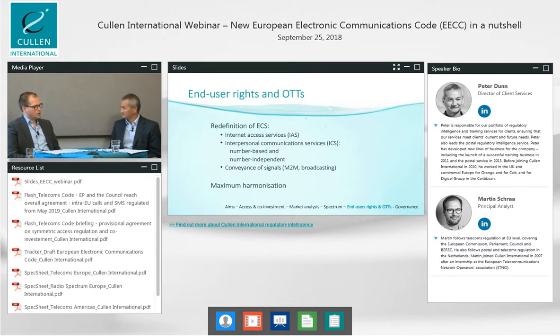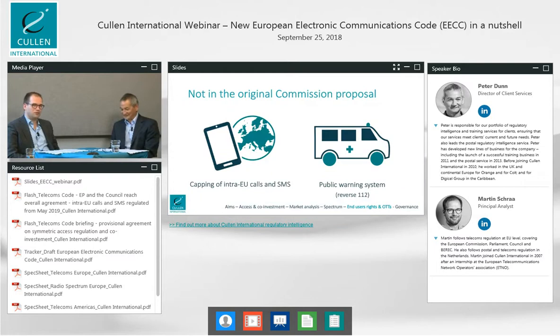So these are all quite significant additional obligations. But during the negotiation process, we heard most about two issues that were not in the original proposal. So the capping of intra-EU calls and SMSs and a public warning system in case of disasters. And these are parliamentary introductions, right?